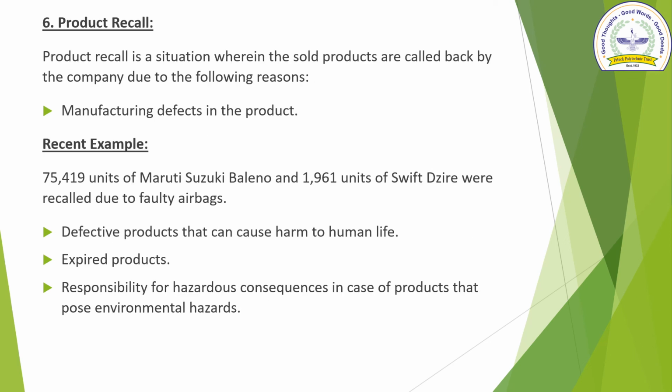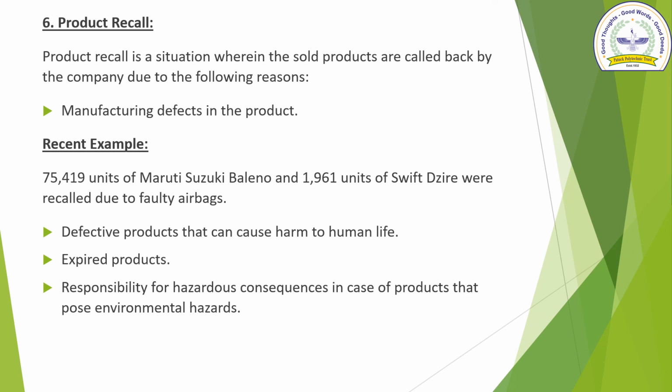Product recall. Product recall is a situation wherein the sold products are called back by the company due to the following reasons. The company may call back the products if the company feels that the products have some manufacturing defects. An example is Maruti Suzuki Bolero called back its 75,419 units and Swift Dzire called back its 1,961 units as they had faulty airbags.